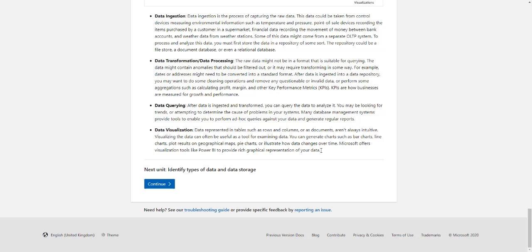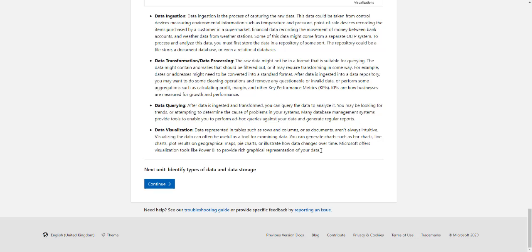Data transformation and data processing. The raw data might not be in a format that is suitable for querying. The data might contain anomalies that should be filtered out, or may require transforming in some way. For example, dates or addresses might need to be converted into a standard format. After data is ingested into a data repository, you may want to do some cleaning operations and remove any questionable or invalid data, or perform some aggregations such as calculating profit, margin, and other key performance metrics, otherwise known as KPIs. KPIs are how businesses are measured for growth and performance.